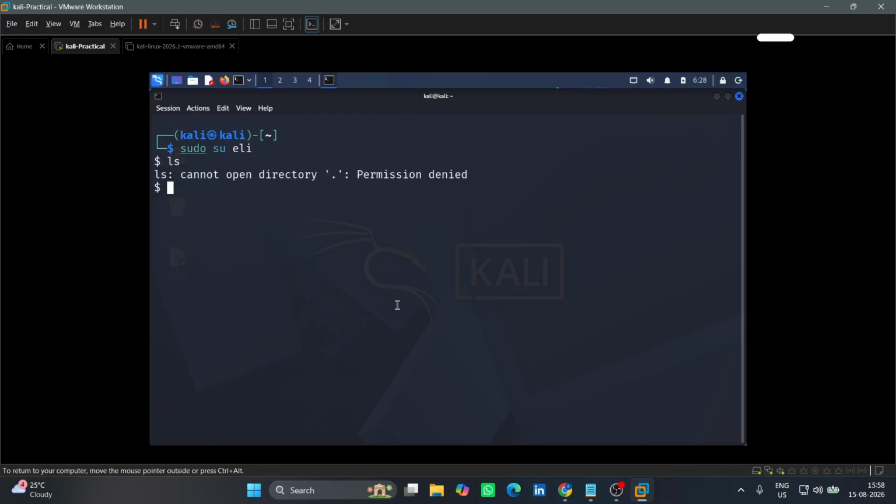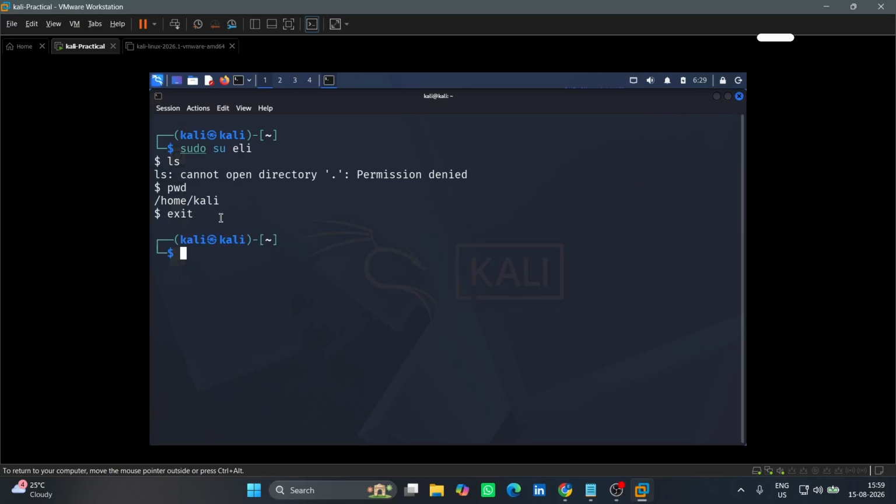If I ls right now, what is written? Permission denied. Why? Because I am in the directory of Kali, and Kali is a sudo user. It means Ellie doesn't have permission to open this particular directory, right? So what should we do? If it is not even able to see this directory, then there is very little it can do. I think yes, we can do a thing, right?